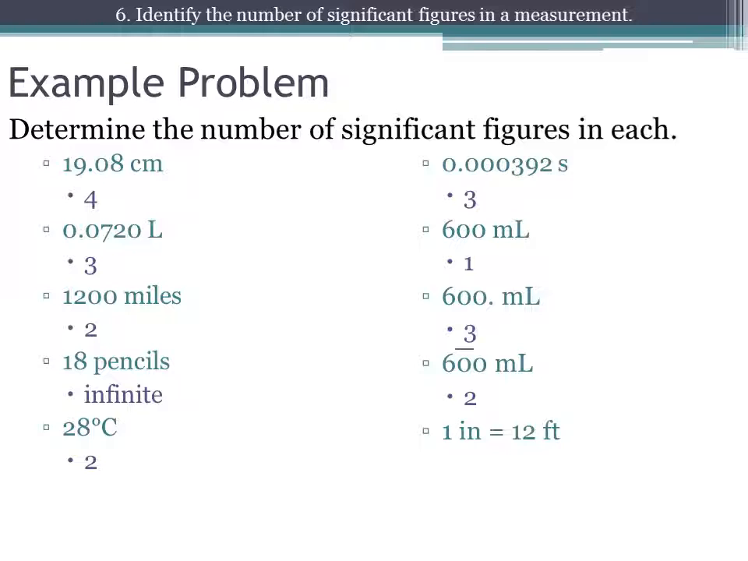Lastly, 1 inch equals 12 feet. Whoa, that is written wrong, obviously. That should be 12 inches equals 1 foot. If it were written like that, that would be an infinite number of sig figs, because we don't have to measure the number of inches in a foot. That is an exact value.